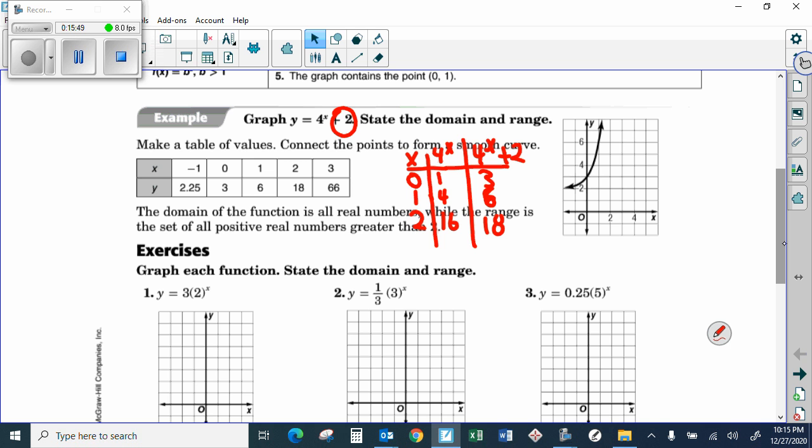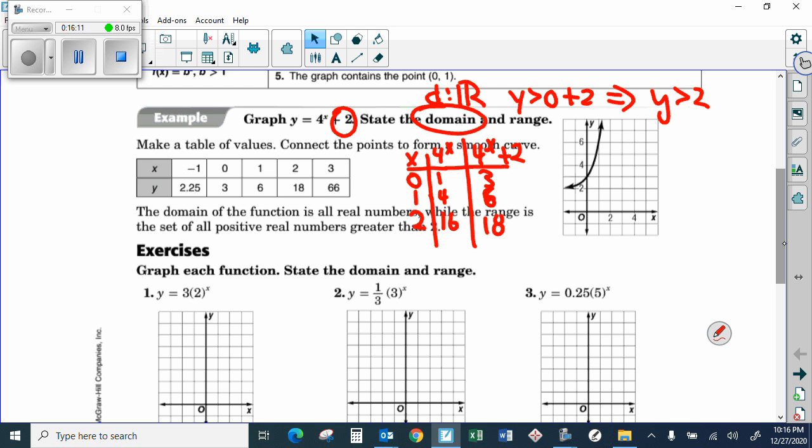So remember the domain, all real. It's always going to be all real. The range, remember originally the range was y is greater than 0, right? That's without any shift. But what did we do? We added 2 to it. So now it becomes y is greater than 2. We added 2 to every y coordinate, so we shifted the asymptote up.